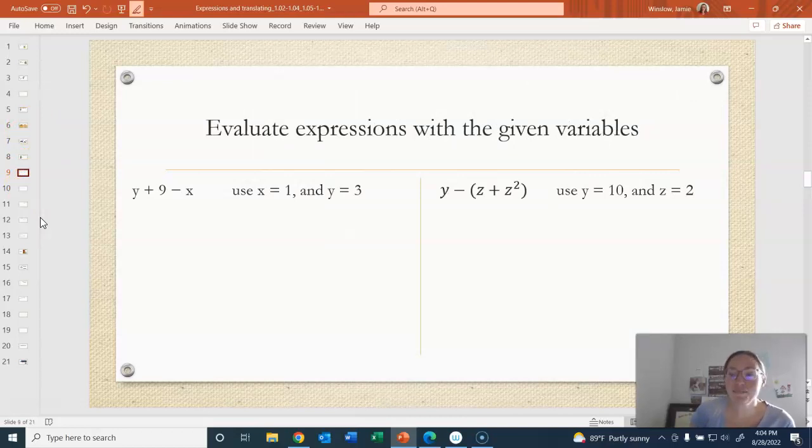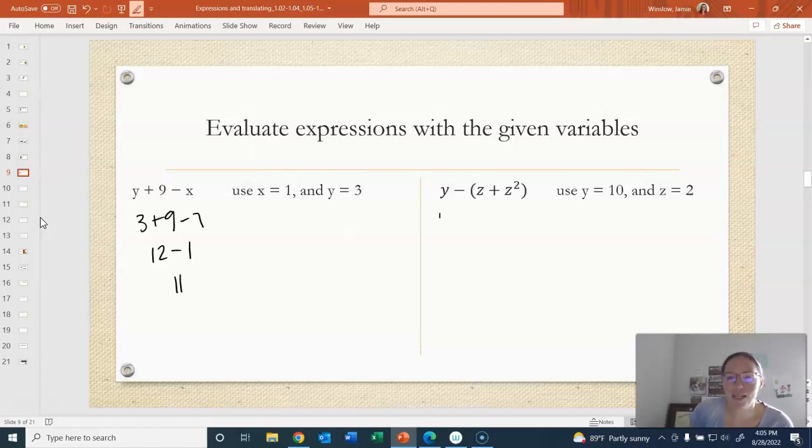Okay, so here's some examples where we're going to evaluate expressions where they give you some kind of value. So it tells us to use x is 1 and y is 3. All that means is wherever you see an x, put 1. And where we see a y, put 3. It's as easy as that. And then you simplify the expression. So 3 plus 9 is 12. 12 minus 1 is 11. Let's just double check. Y is 3, x is 1. Yep.